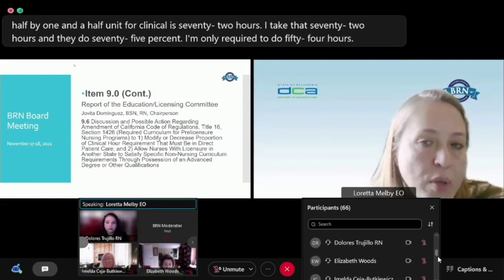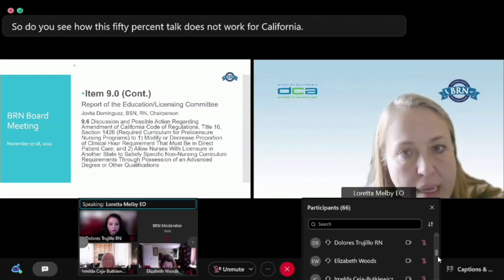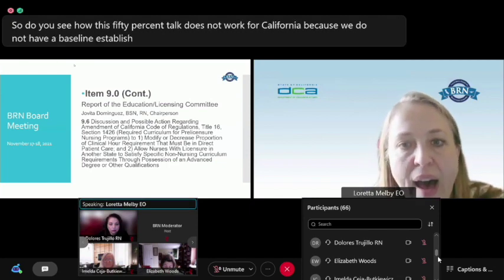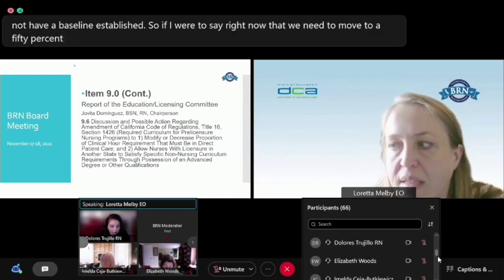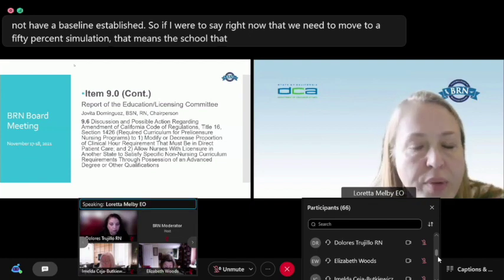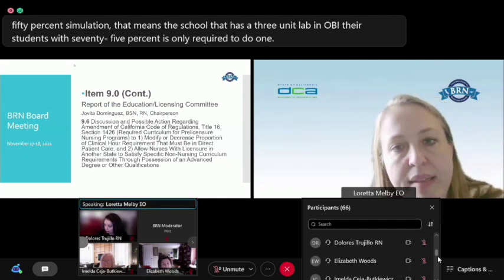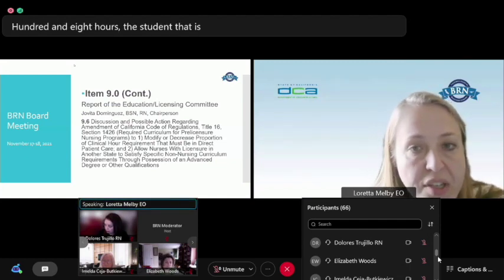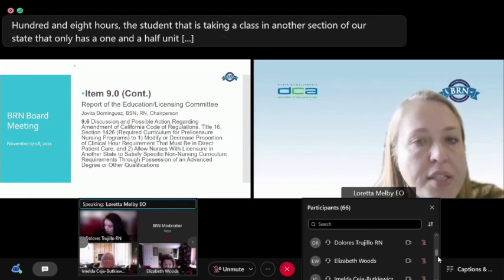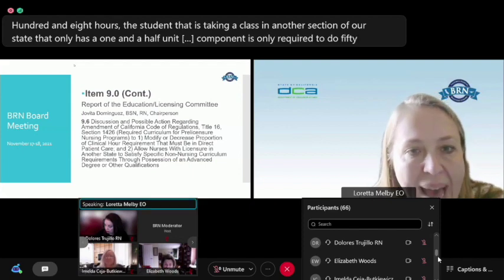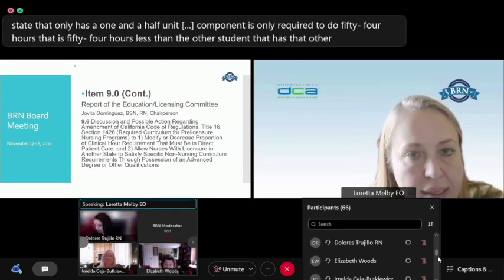So do you see how this 50% talk does not work for California because we do not have a baseline established? If I were to say right now that we need to move to a 50% simulation, that means the school that has a 3-unit lab in OB, their students with 75% are only required to do 108 hours. The student that is taking a class in another section of our state that only has a 1.5 unit OB component is only required to do 54 hours. That is 54 hours less than the other student that has that other curriculum.